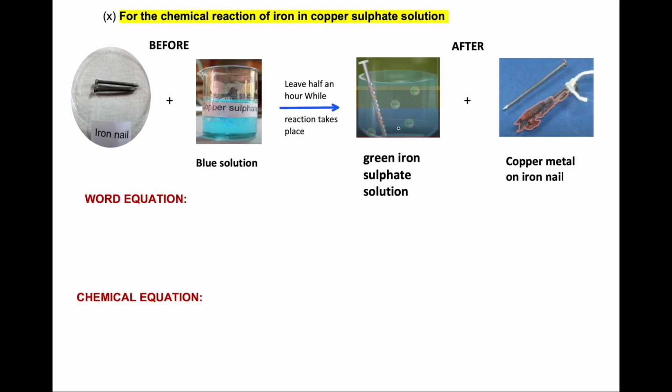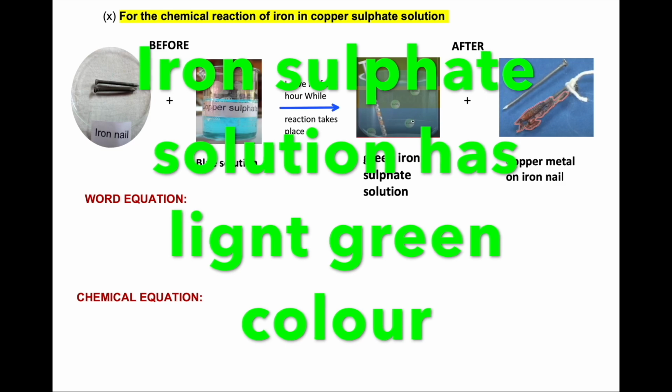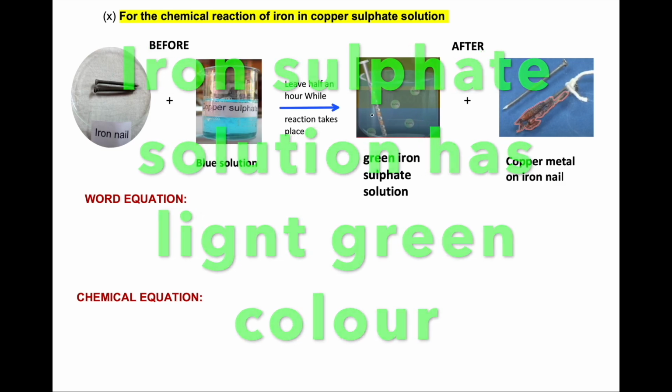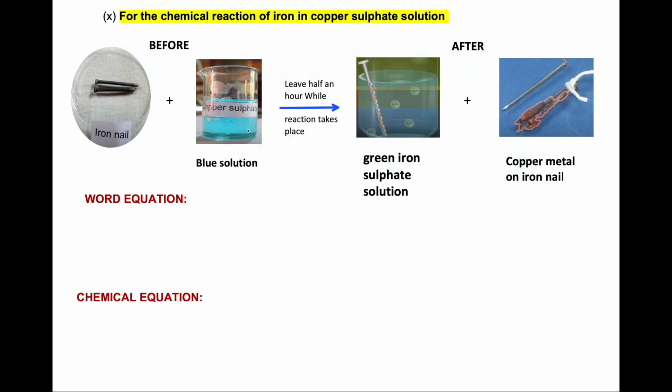Here, iron displaces copper from copper sulfate solution and forms iron sulfate solution, which has a light green color. Here, the blue color of copper sulfate solution fades. The displaced copper is deposited on the iron nail, giving it a brownish color when compared to the one kept aside. Let us write down the word equation for this activity.